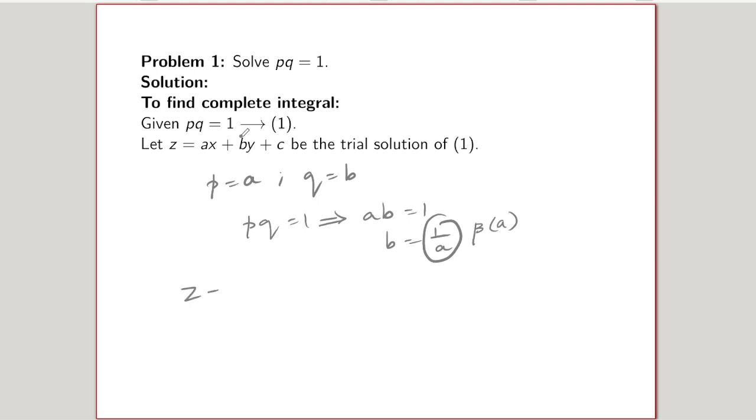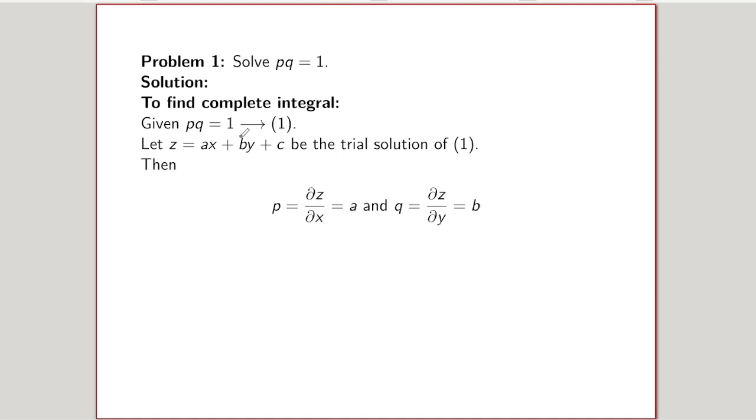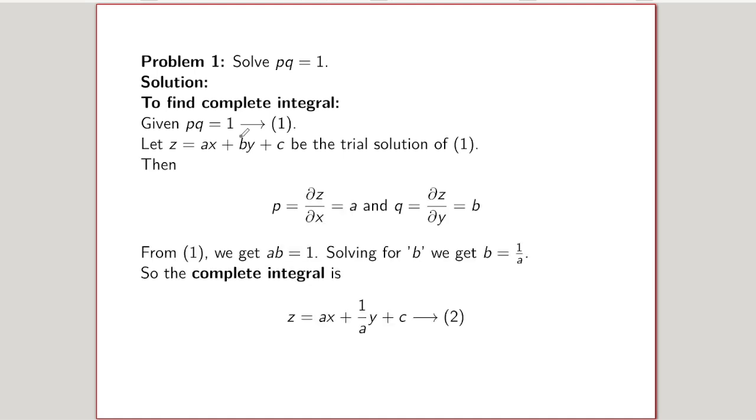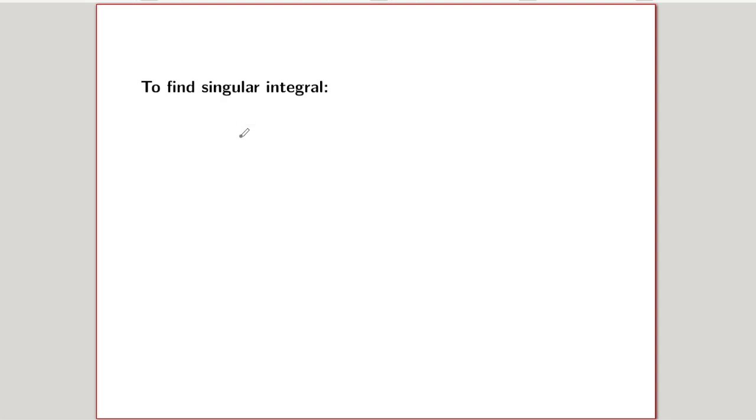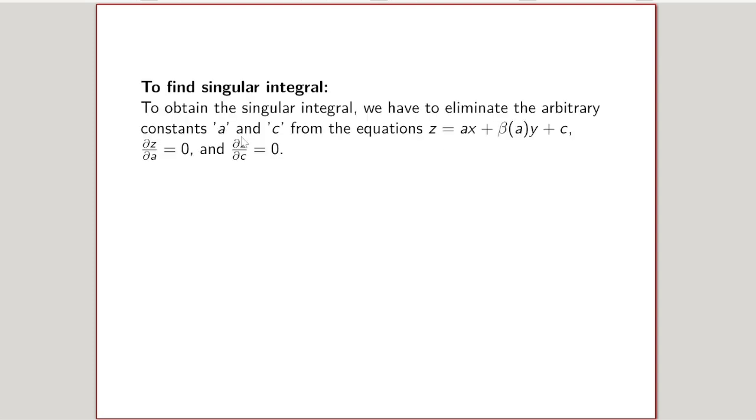So our solution will be z equal to ax plus 1 by a y plus c. This is our complete integral. So this equation 2 is our complete integral. Next we are going to find the singular integral. Finding the singular integral is nothing but keeping the equation z equal to ax plus 1 by a y plus c as it is, and then differentiating this equation with respect to a.